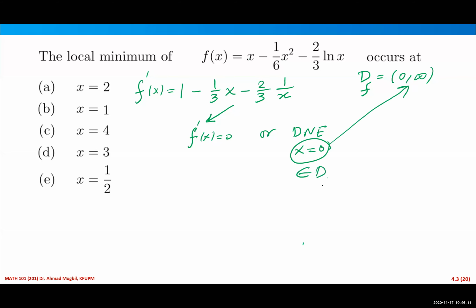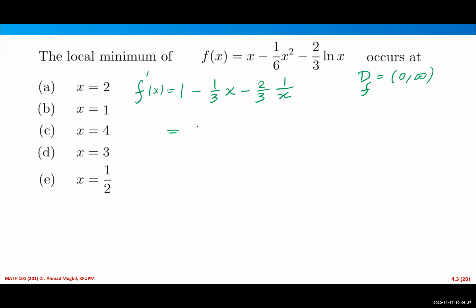It is not in the domain of the function, so you must reject this. So it is rejected. So focus on this only, where it is equal to 0. To find out where it is equal to 0, you need to simplify this.